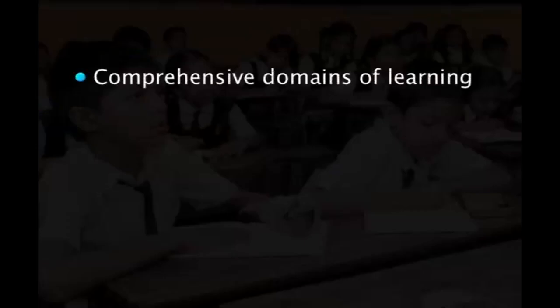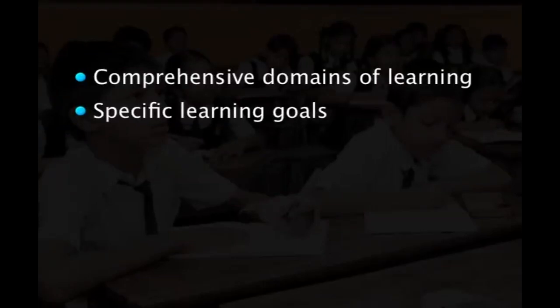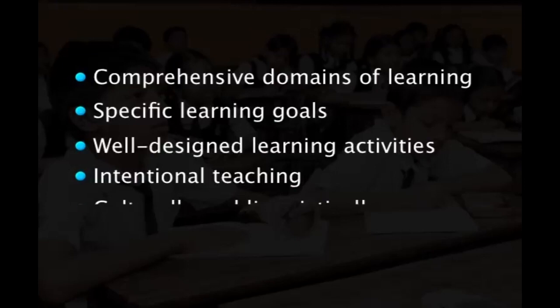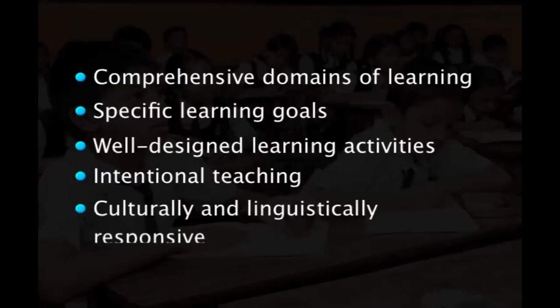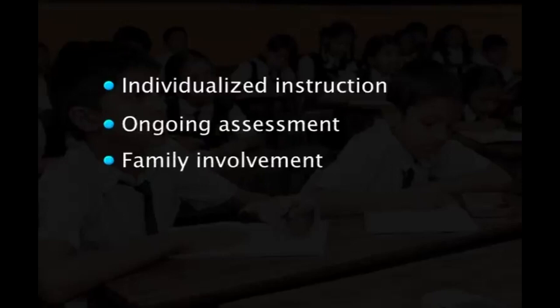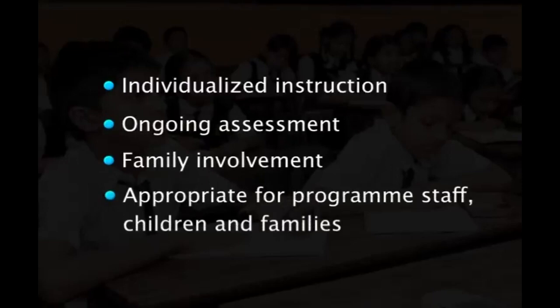Now, let us move on to see what are the guidelines for choosing the early childhood educational curriculum. There are 9 features identified as common characteristics for effective curriculum. They are the comprehensive domains of learning, specific learning goals, well-designed learning activities, intentional teaching, culturally and linguistically responsive, individualized instruction, ongoing assessment, family involvement, appropriate for program, staff, children and families.